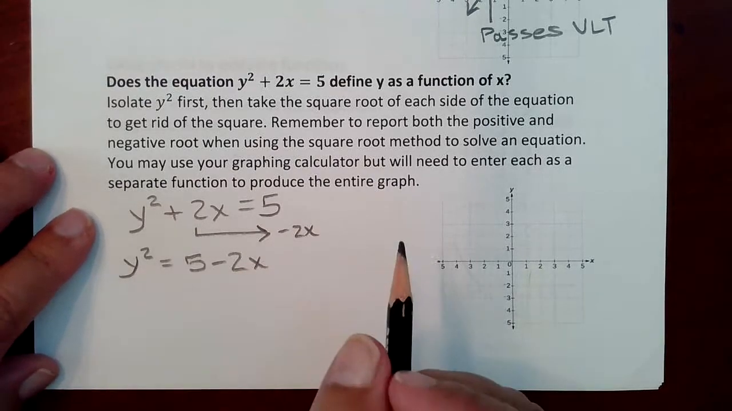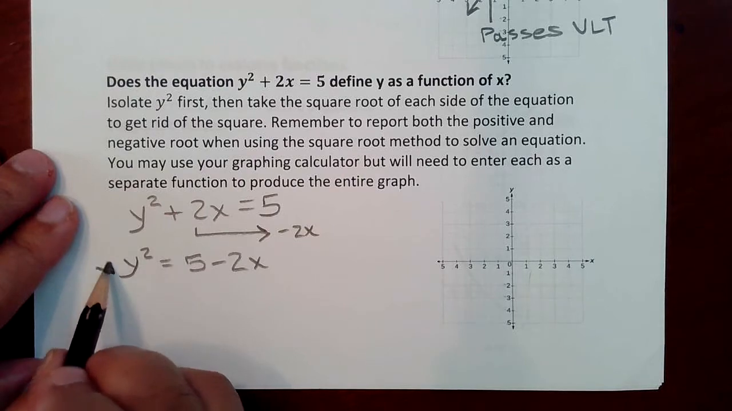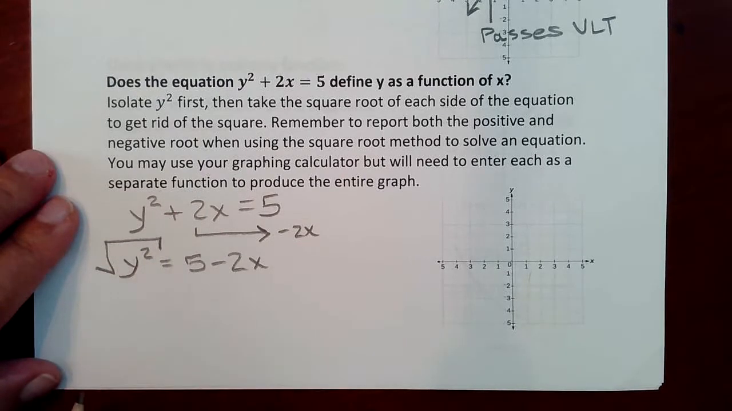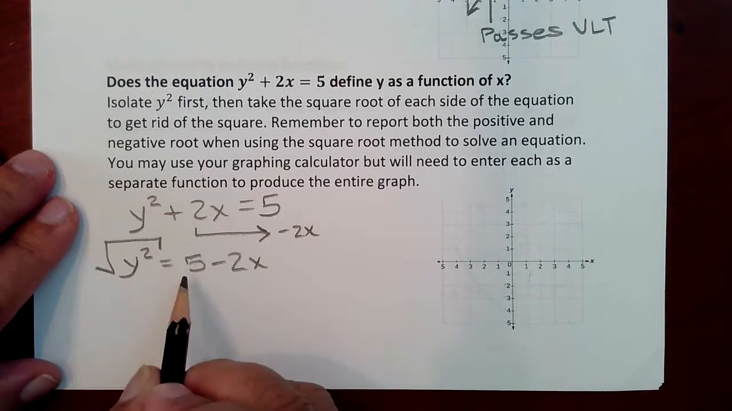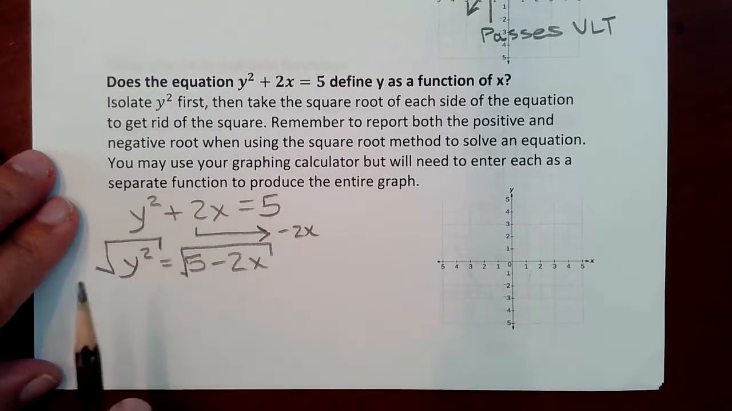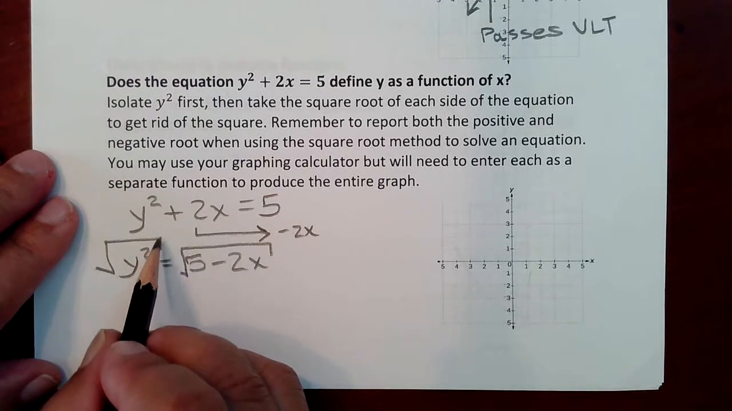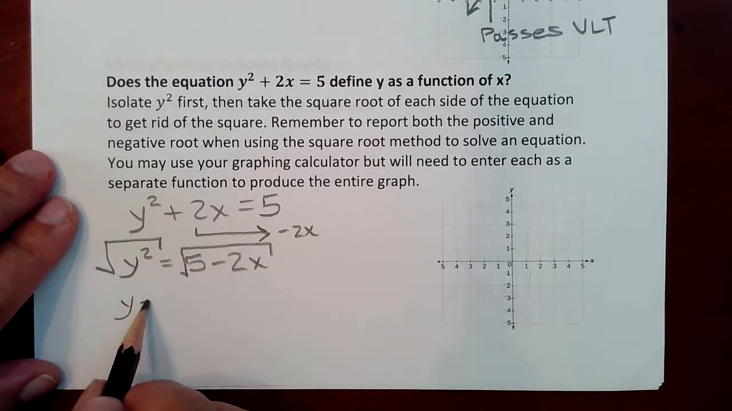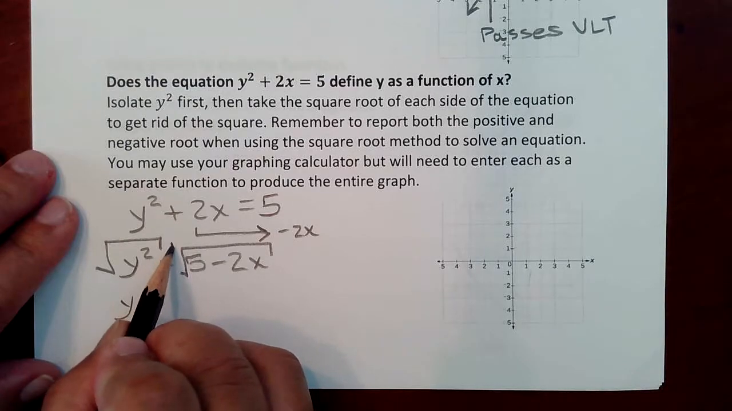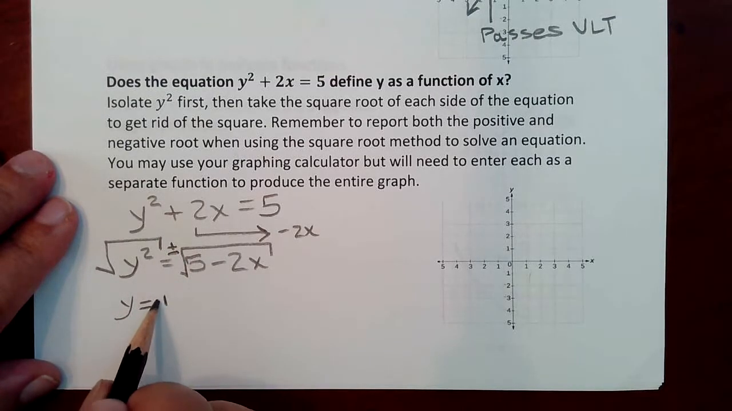That would give you y squared is equal to 5 minus 2x. You can write it like this if you want, but by the time you put it in the calculator, you need to get this square out of here. So taking a square root will make a square go away. You take the square root on the opposite side of the squared term to give yourself y. But then on the opposite side, you must report both the positive and the negative root.